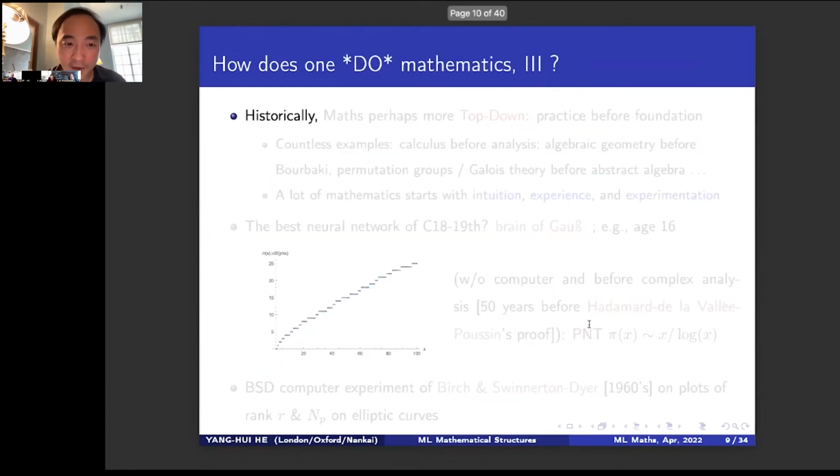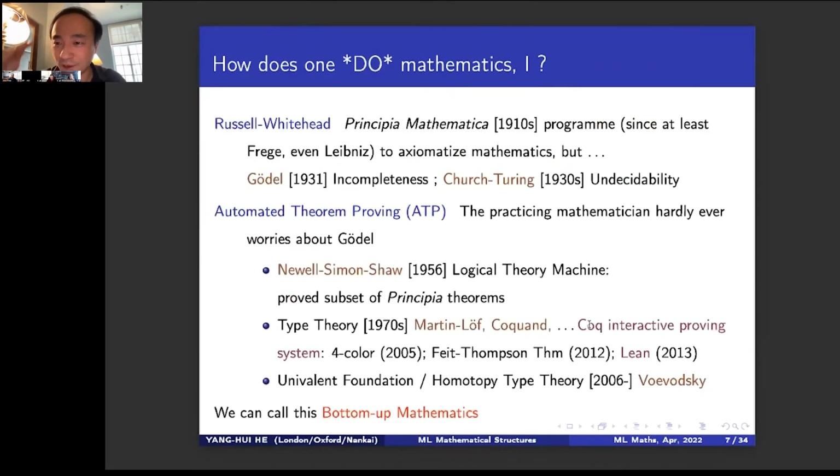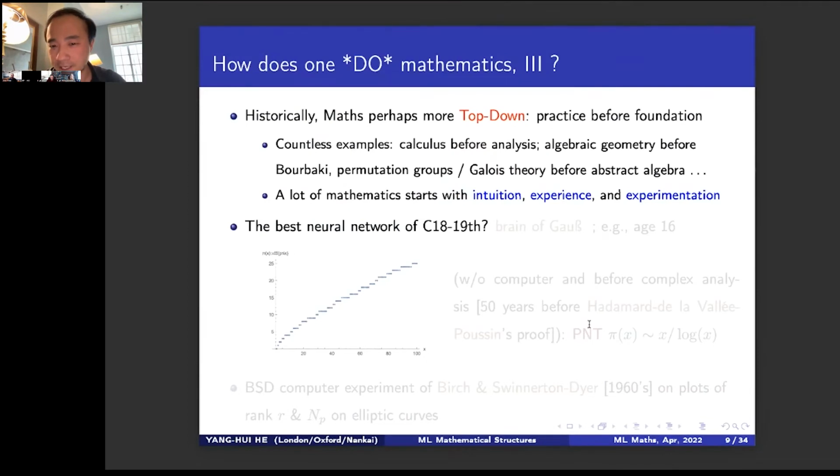What I'm saying here is something different, which is the complementary direction, and I'm borrowing another physics word, which I'm going to call top-down mathematics. Because mathematicians don't really do mathematics in this ATP kind of way, unless you're Russell and Whitehead. We don't write down axioms as symbols and try to go from there to some advanced theorem in algebraic geometry. There's a lot of intuition and experience and experimentation.